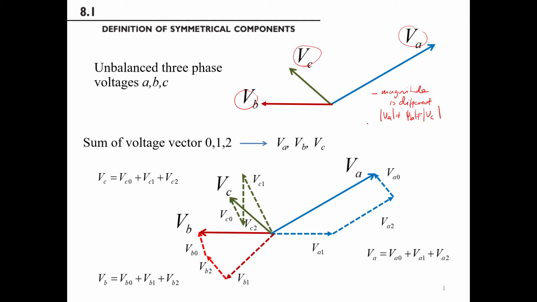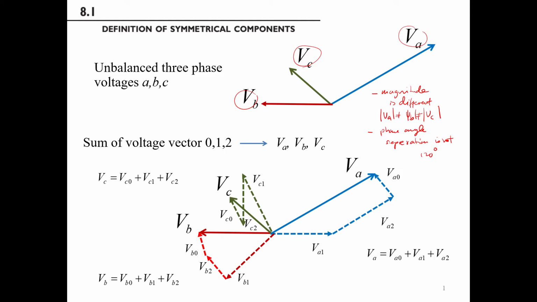And the second thing is the phase angle separation. The phase angle separation is not 120. So these are the two conditions that made the voltage unbalanced. The phase angle separation is not 120, so this is not balanced, of course.